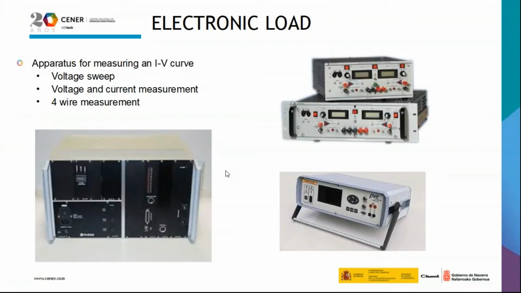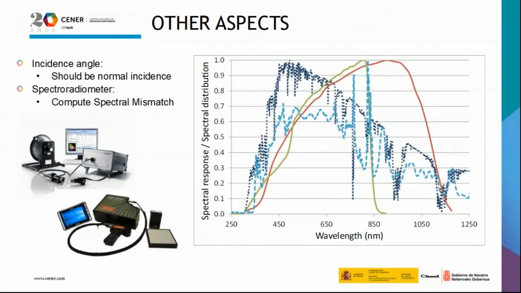You also need something for measuring the IV curve, like an electronic load. You have to do a voltage sweep and measure the voltage and the current. An important aspect here is that the electrical connection has to be done using 4 wires in order to reduce the effect of the connection of your equipment to the module. Other important aspects: the incident angle should be normal incidence. That's why I mentioned that a solar tracker could be used for outdoor measurements.